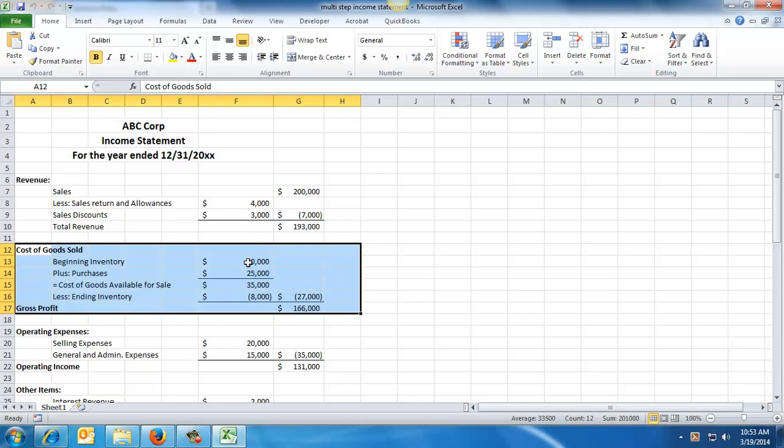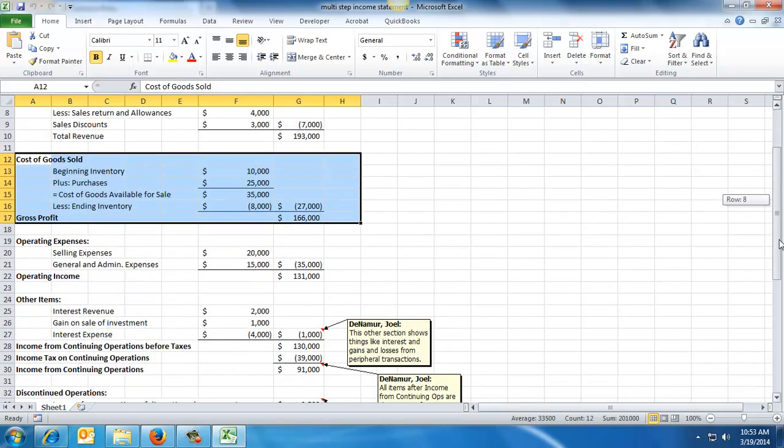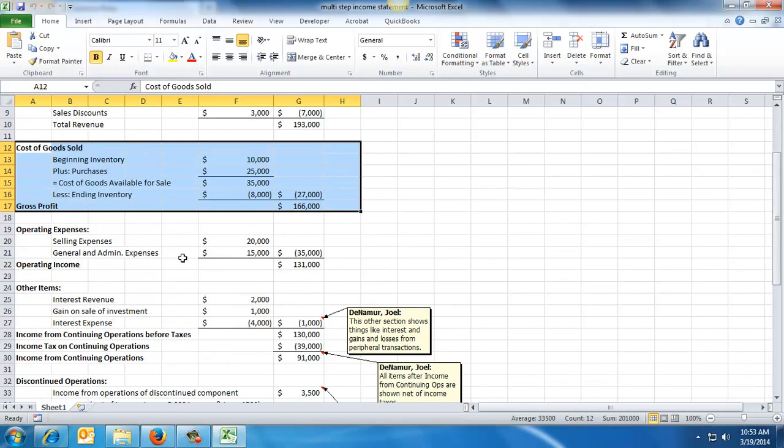which is our beginning inventory plus purchases minus ending inventory equals our cost of goods sold, which in this case is $27,000, and then our gross profit is our total revenues minus our cost of goods sold. Then we get into our other miscellaneous expenses like operating expenses, things like selling and general and administrative expenses.